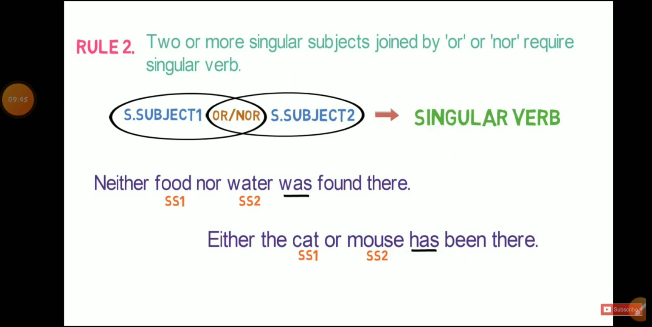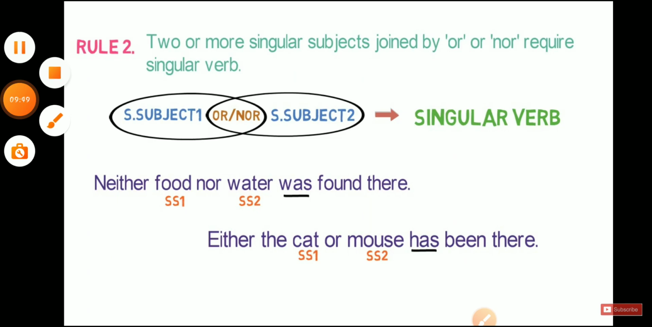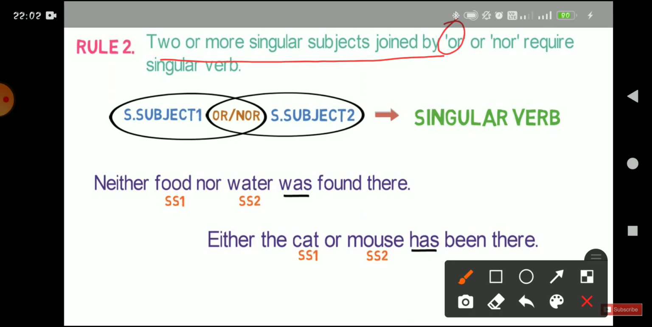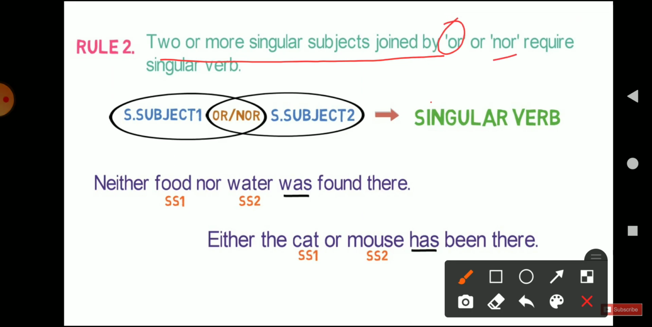Okay, now children, rule number two. What is rule number two? Rule number two says two or more singular subjects joined by "or" or "nor" require a singular verb.